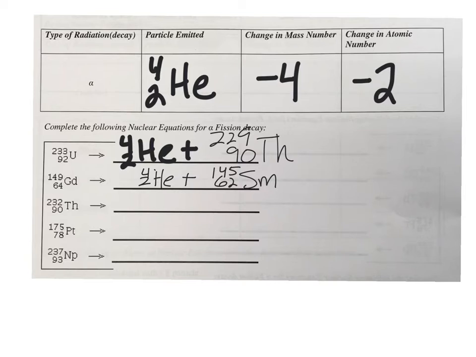So if gadolinium-149 ejected a helium nucleus with a mass of 4 and atomic number of 2, you would be left with samarium-145 with an atomic number of 62. Try the rest on your own and see how you do.